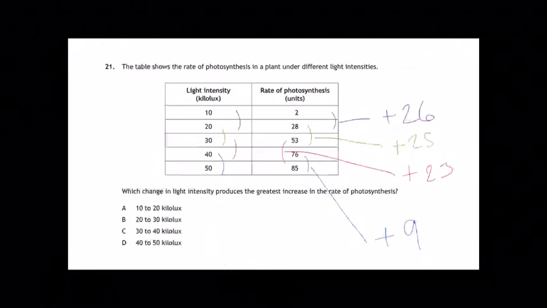And finally in the blue, from 40 to 50, the rate of photosynthesis has gone from 76 to 85, so that's plus 9. So now I've done the maths, it's quite easy to see that plus 26 is the greatest increase, so the answer would be A, from 10 to 20.